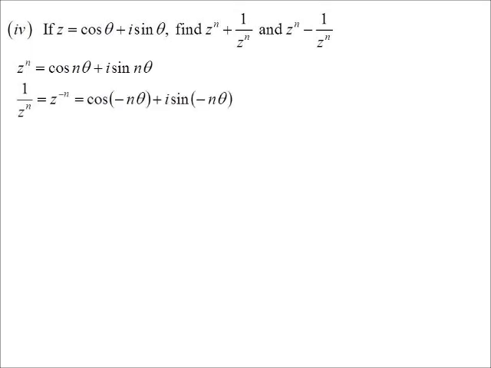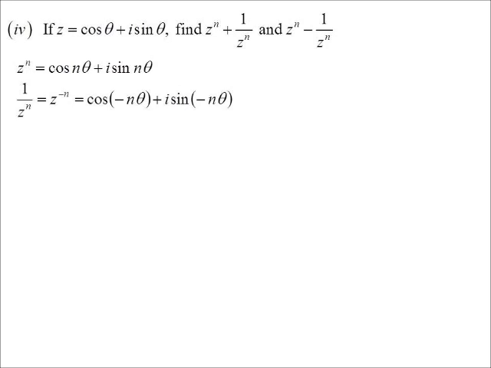This relationship, z to the power of n plus 1 on z to the power of n, and the minus 1 as well. It's a good relationship to remember. If they don't ask you to prove it, it's certainly okay to quote it and use it. So let's actually work them out so we know how to prove it if we have to. Okay, z to the power of n, we know, de Moivre's theorem, cos n theta plus i sin n theta. 1 on z to the power of n is z to the power of negative n. So that'll be cos of negative n theta plus i sin negative n theta.